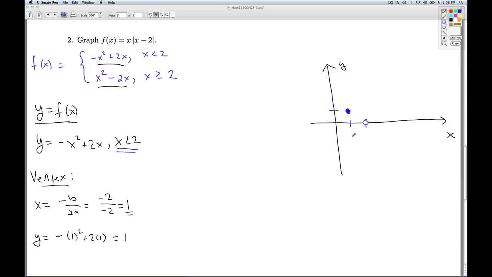Alright, now because of the symmetry of the parabola, you notice I went 1 unit away from the vertex. I'm down on the x-axis. If I go 1 unit to the left, I should also be down on the x-axis. And now I can graph this parabola. It comes up and heads down and it stops there. Okay, so that's the first half of this piecewise function.